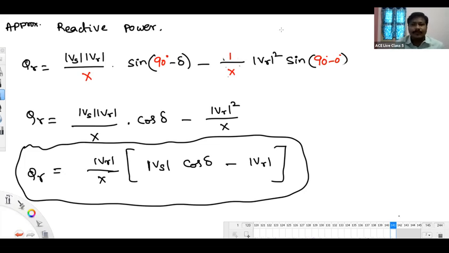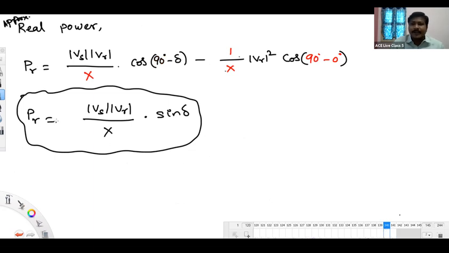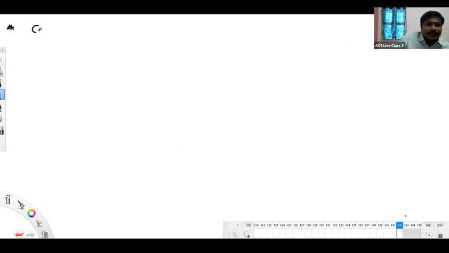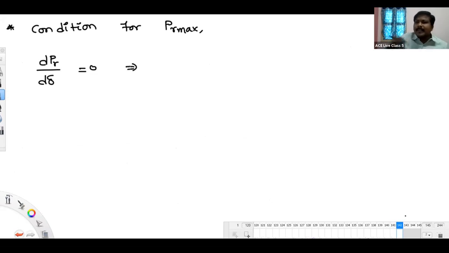Okay. Now, next, what is the condition for maximum real power transfer? Again, you should say dPr by d delta equals 0. By using that, you will get a condition like delta equals 90 degrees. Let's say quickly: condition for maximum real power transfer, PR maximum. You have to call this dPr by d delta equal to 0. That's the condition. If you take dPr by d delta, you get Vs into Vr by X.